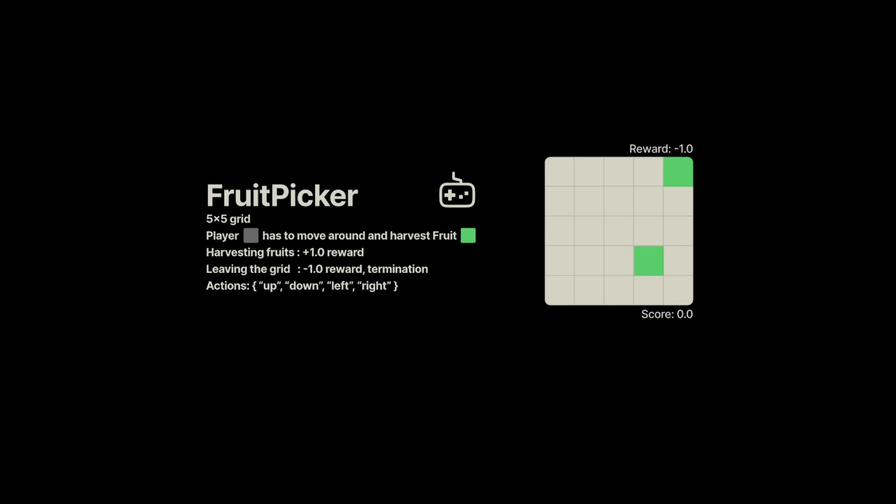A player has to move around and harvest fruits, gaining rewards for harvesting fruits, and gaining a penalty for leaving the grid, also leading to termination of the game. The actions are up, down, left, and right.